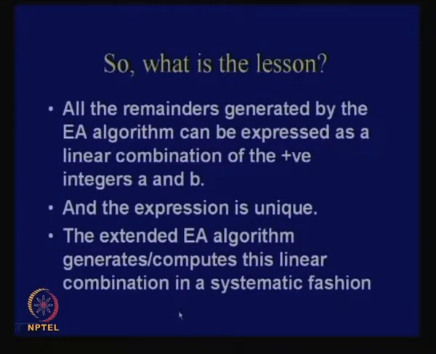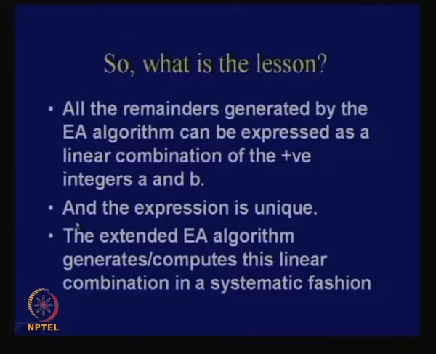So, now we will generalize this. What is the lesson that we learned? That all the remainders which are generated by the Euclidean algorithm can be expressed as a linear combination of the positive integers a and b. Okay, and although I am not proving it, it is quite easy to prove that the expression is actually unique. So, you cannot find two such linear combinations which will satisfy this. Okay. So, this extended Euclidean algorithm computes a linear combination in a very systematic fashion. So, that is the main objective.